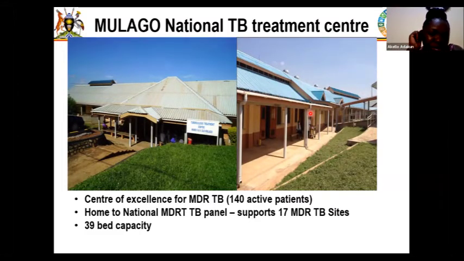So the Mulago unit has a 39-bed capacity. These patients in Mulago, they are 140. It is very rigorous to manage even just one patient with MDR-TB, as I'll show you soon. So we split them in two groups of 30, so that we manage 30 patients per week, such that per month, a patient is seen at least once.